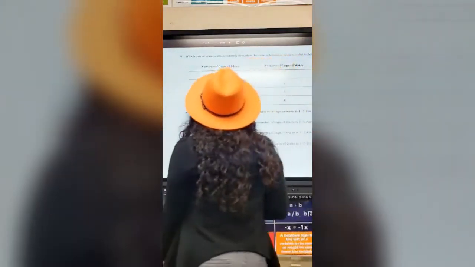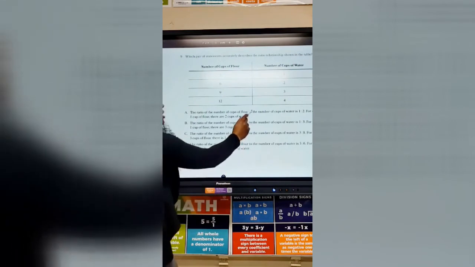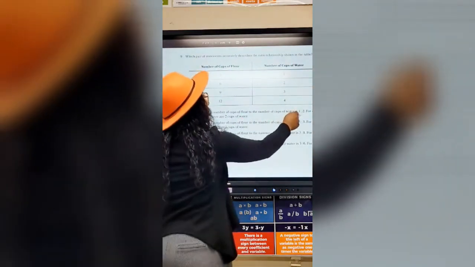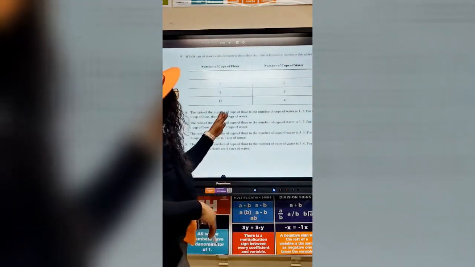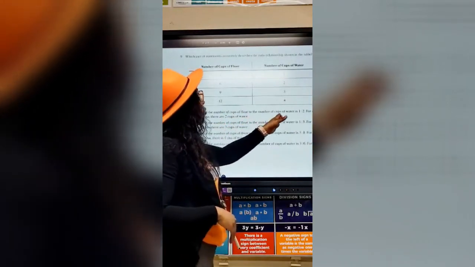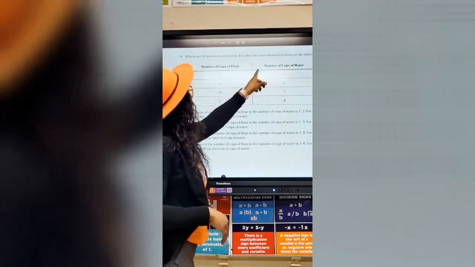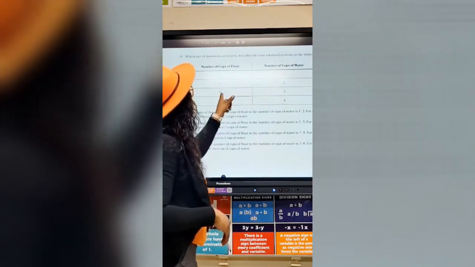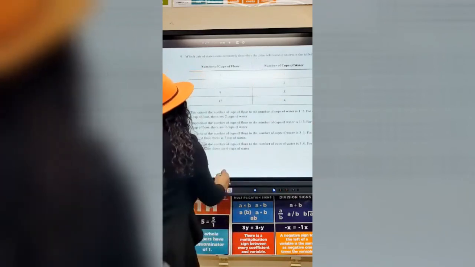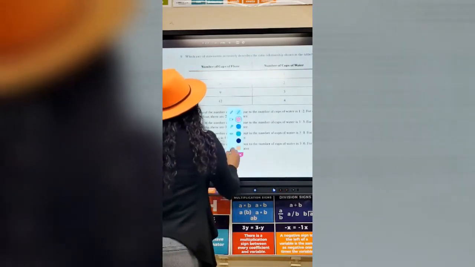So let's look at the statements. So we have the ratio of the number of cups of flour, so this represents cups of flour, to the number of cups of water is 1 to 2. So this is saying that there are less cups of flour and twice as many cups of water. I determined that to be false based on what I see, because I see that there are more cups of flour than there are cups of water. So I can determine that this is not a true statement here.